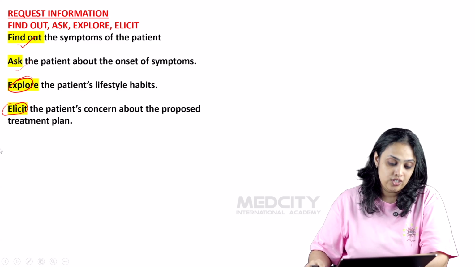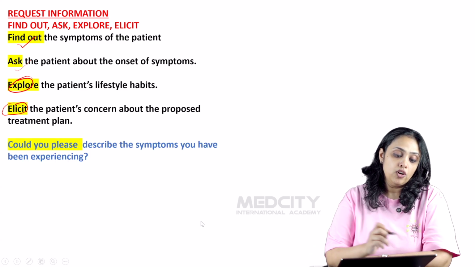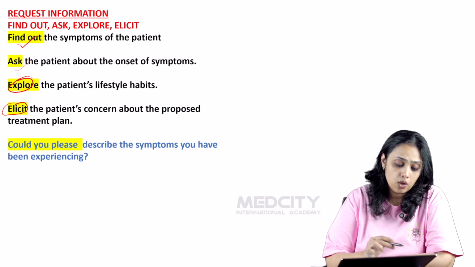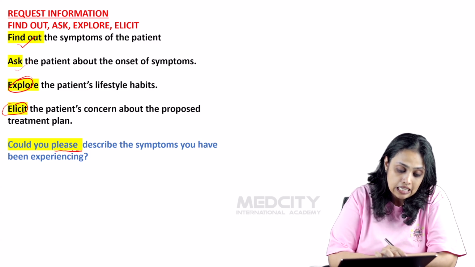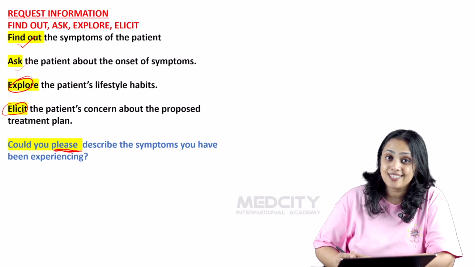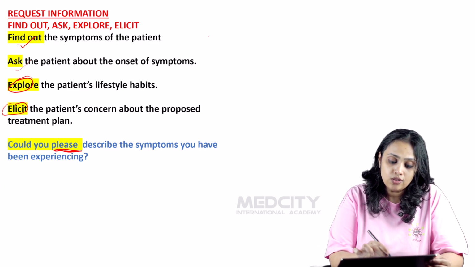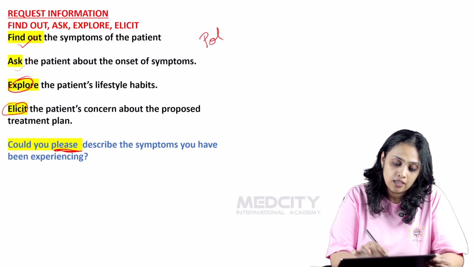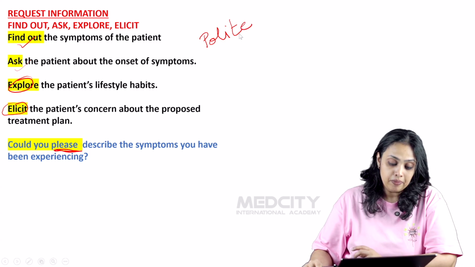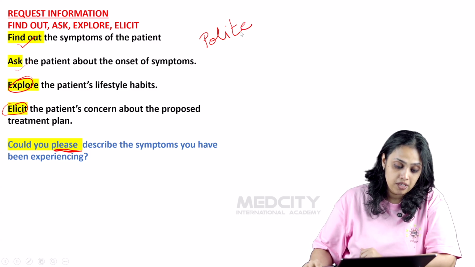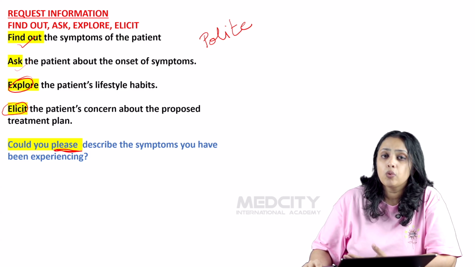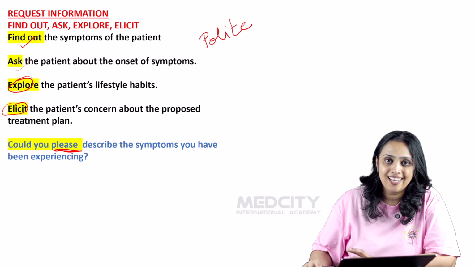So considering that, let's see what are the possible phrases that can be used for requesting information from the patient. For instance, for the first one, find out the symptoms of the patient, you can ask a question like, could you please describe the symptoms you have been experiencing? Does that sound polite? Yes, of course. So what you need to consider here is that you should be sounding polite throughout. So could you please describe the symptoms you have been experiencing, instead of just asking blatantly like, what are your symptoms? Just put it in a very polite way.